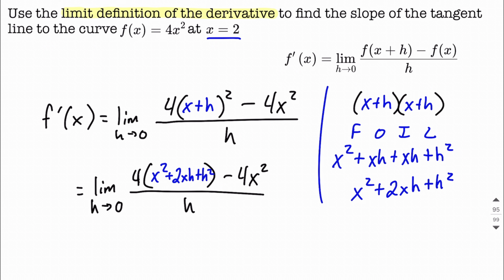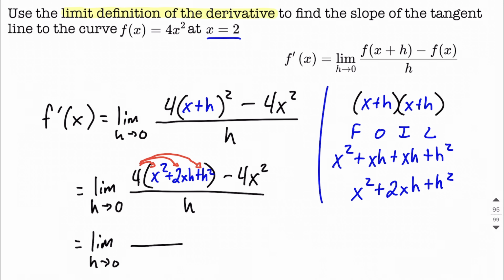All right, at this point, we're just working on expanding out our numerator. So we want to clear out that set of parentheses. We're going to take the 4 that's on the outside and distribute that to each one of these terms on the inside. So that's going to give us the limit as h approaches 0.